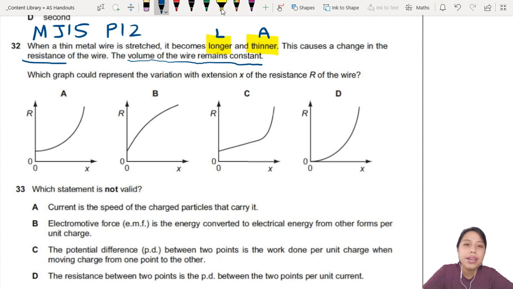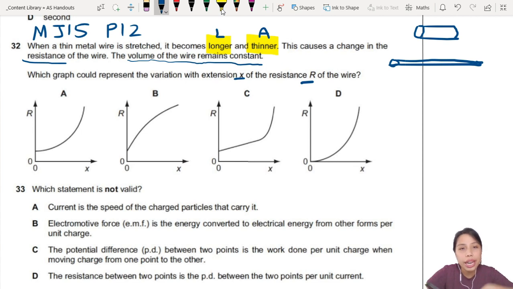Okay, so which graph is extension with resistance? So X and resistance. So if you find it hard to imagine, just draw. You have a wire, then you pull it, it becomes longer but kind of thinner also. That's basically what I'm saying. And they say, how does the resistance change when you pull it out? Actually, for simplicity's sake, I'm going to make this also start from the tip. You'll see why later. So what is changing here?